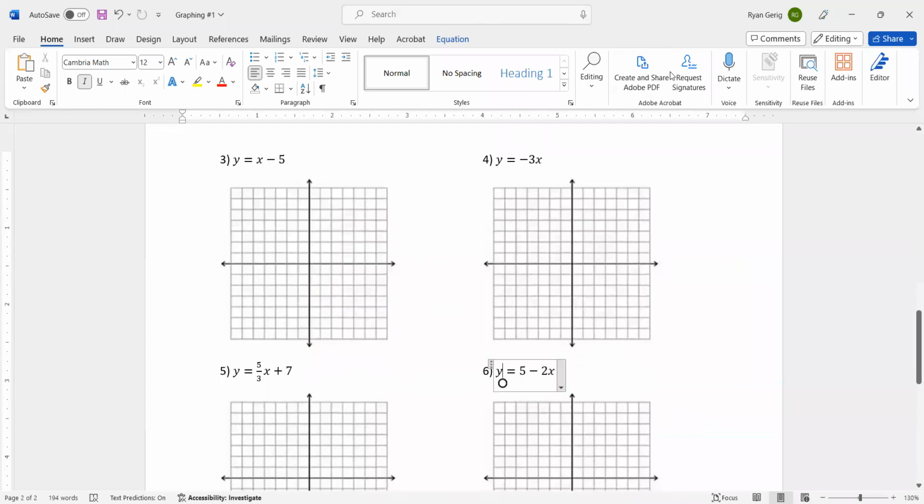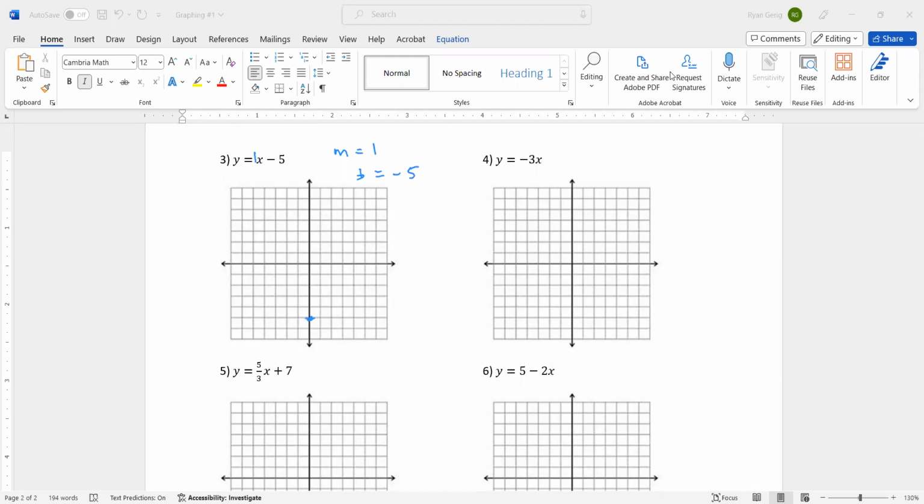Number 3, what's attached to x? Well, there's nothing there. We know that that's a 1, or we should know that that's a 1. So the slope is 1. The y-intercept is negative 5. Negative 5 means I go down to 5. Put a dot. The slope is 1.